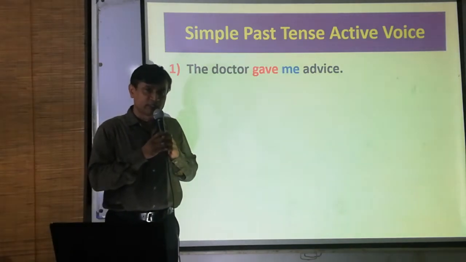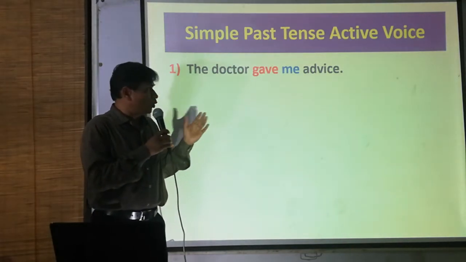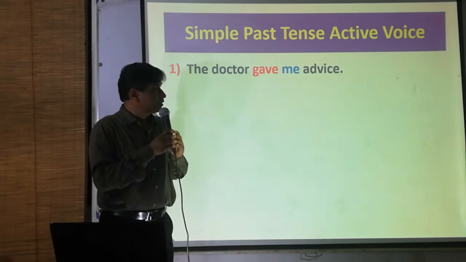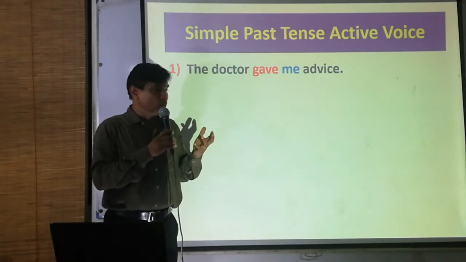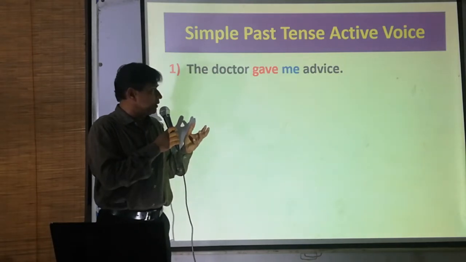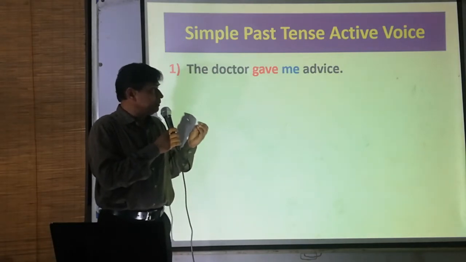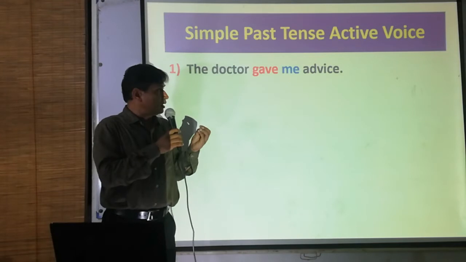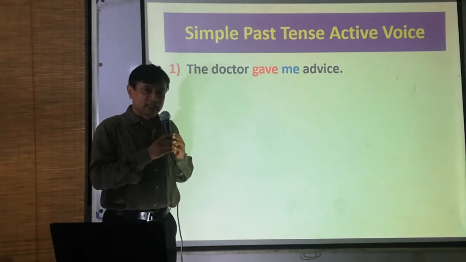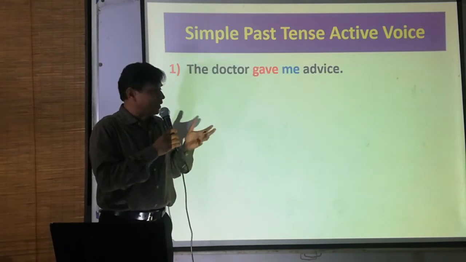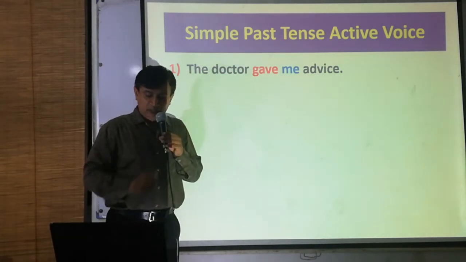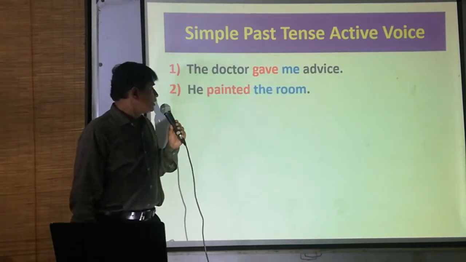The doctor is the subject. Gave is the verb, in simple past tense or past form. Me, an advice are the objects. Gave me an advice. Right. Now look at the second one.